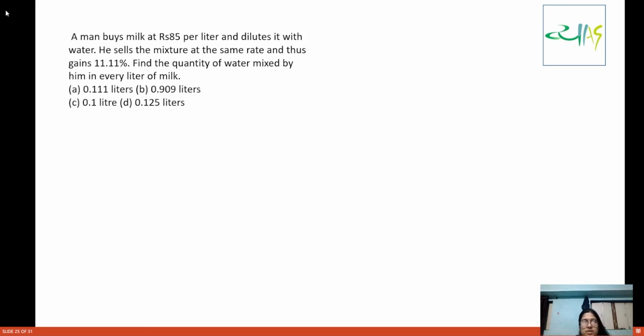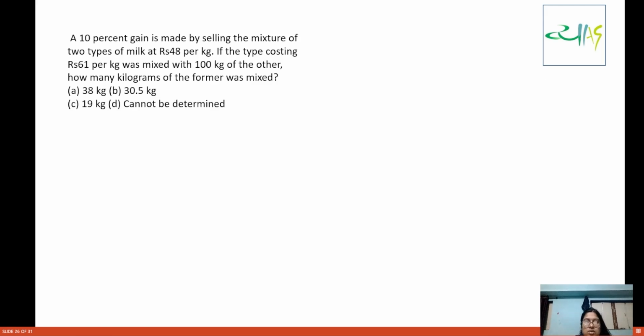Okay, guys, look at this question. What is this question saying? A 10% gain is made by selling the mixture of two types of milk.